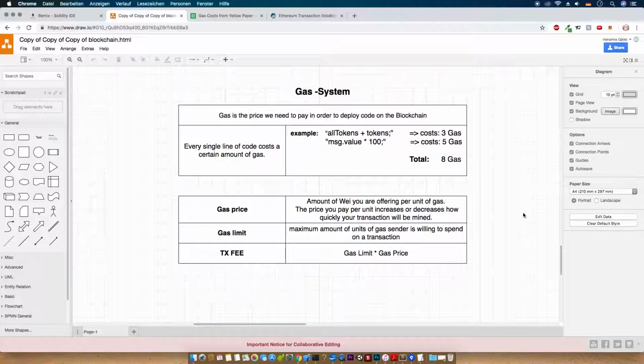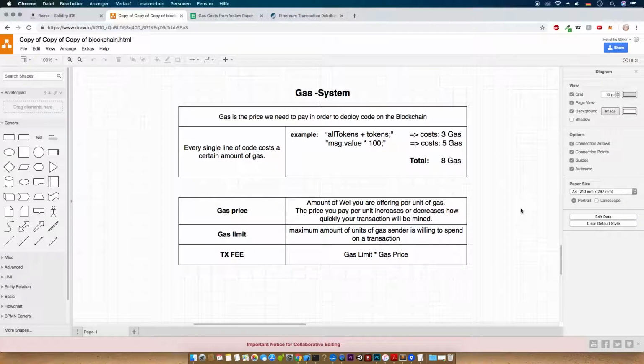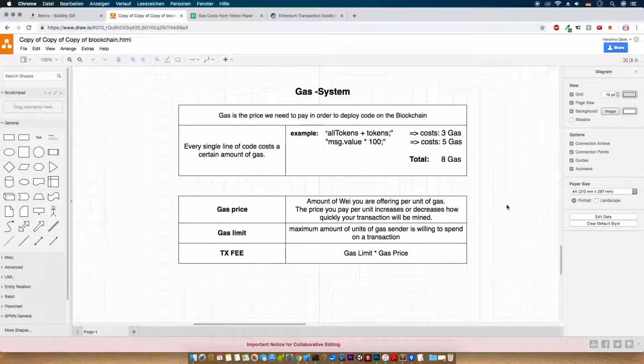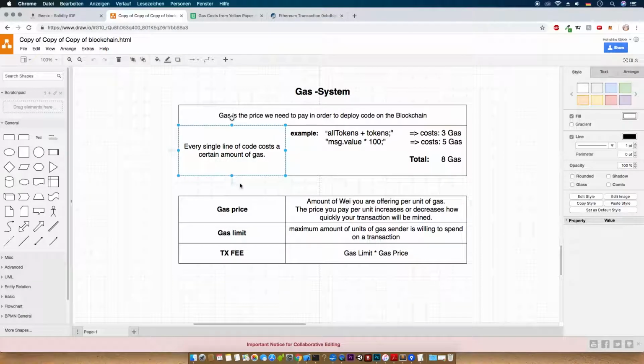Well, you can compare this with Amazon Web Services, for example. This is also not for free. You need to pay for storage on the servers. In the world of Ethereum, we do not pay Amazon, but instead we pay the miners with gas. More precisely, we pay for every single line of code.